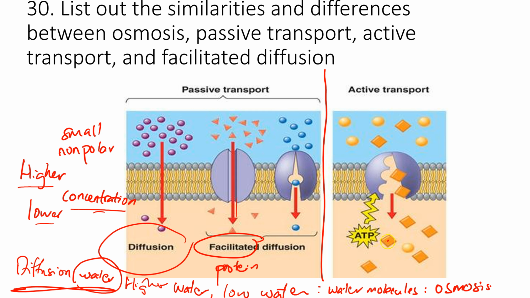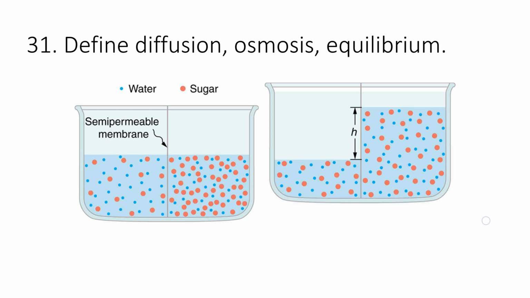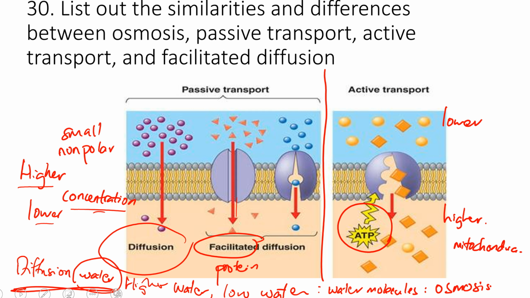While active transport uses energy in the form of ATP produced by the organelle called mitochondria, and it moves molecules from a lower concentration to a higher concentration. So let's say it is an active transport of sugar. Then it means it has to be moving from a lower concentration of sugar to a higher concentration of sugar.